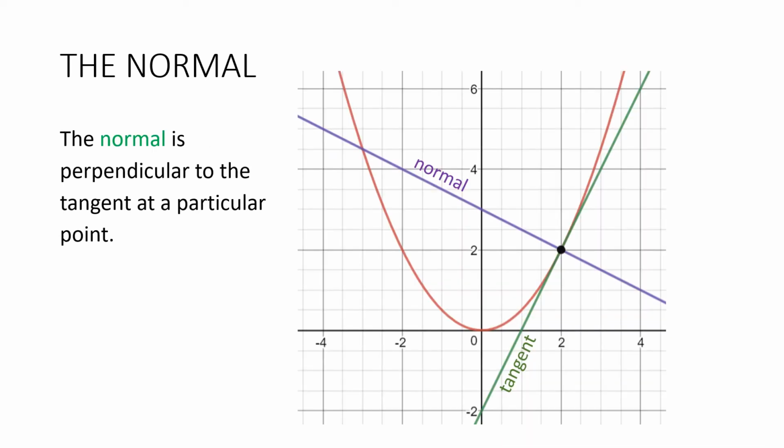Okay, last little bit for this video. The normal is perpendicular to the tangent at a particular point. So it's a new word to learn. So here we've got our tangent coming up here, touches at only one position. The line that's perpendicular to that is called the normal. So we could be asked to find the equation of the tangent or the equation of the normal to a curve.